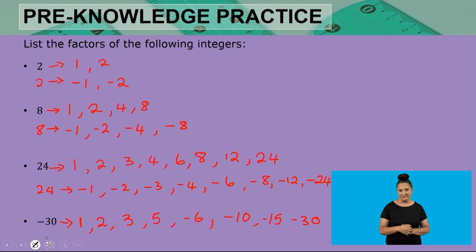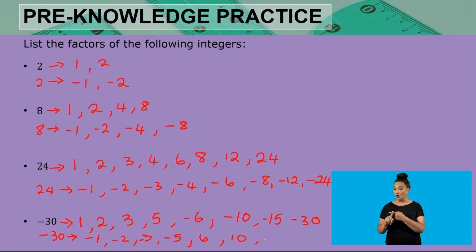In that same way, we can also have a negative 30 being negative 1 with a negative 2 and a negative 3 and negative 5, but now a positive 6 and a positive 10, a positive 15, and a positive 30. So when we are listing down the factors of a certain number, just remember that it can be a negative or a positive because these are integers or factors of integers.